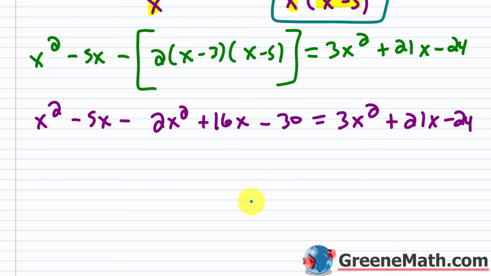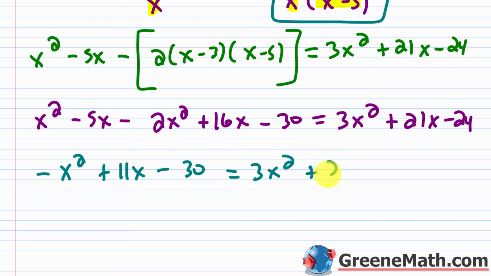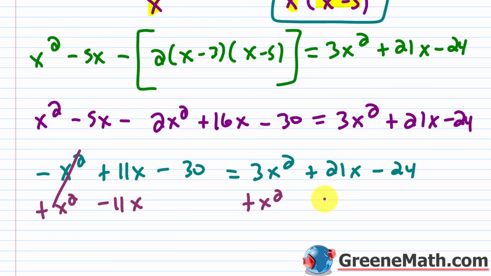From here, let's think about on this side, x squared minus 2x squared would be negative x squared. Negative 5x plus 16x is going to be plus 11x. And then you have your negative 30 there. So this equals, over here you have 3x squared plus 21x, and then minus 24. All right, so let's get this into standard form. I'm going to add x squared to both sides. So that will cancel. I'm going to subtract 11x away from each side. So that would cancel. And then I'm going to add 30 to each side.